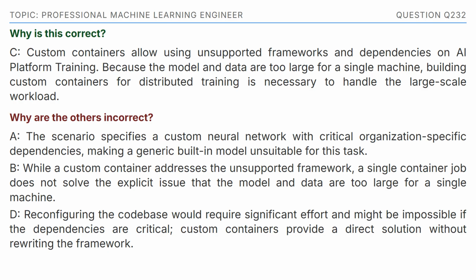Why are the others incorrect? A. The scenario specifies a custom neural network with critical organization-specific dependencies, making a generic built-in model unsuitable for this task. B. While a custom container addresses the unsupported framework, a single container job does not solve the explicit issue that the model and data are too large for a single machine. D. Reconfiguring the codebase would require significant effort and might be impossible if the dependencies are critical. Custom containers provide a direct solution without rewriting the framework.